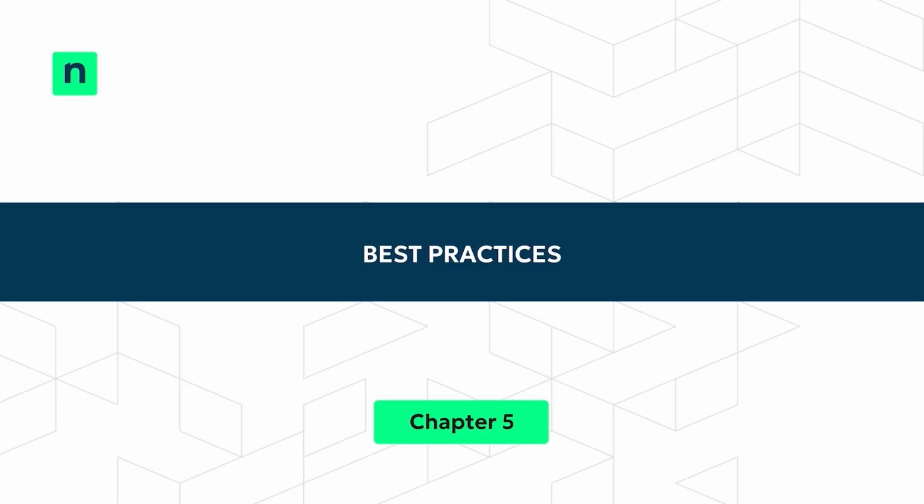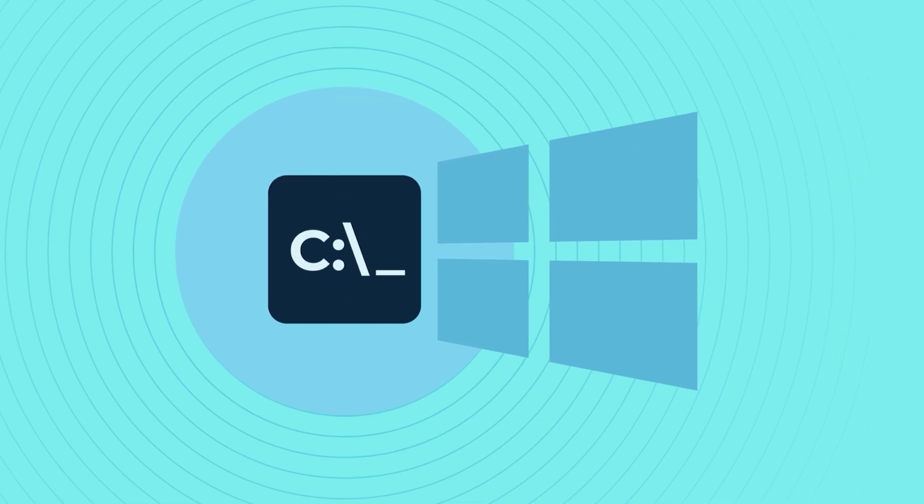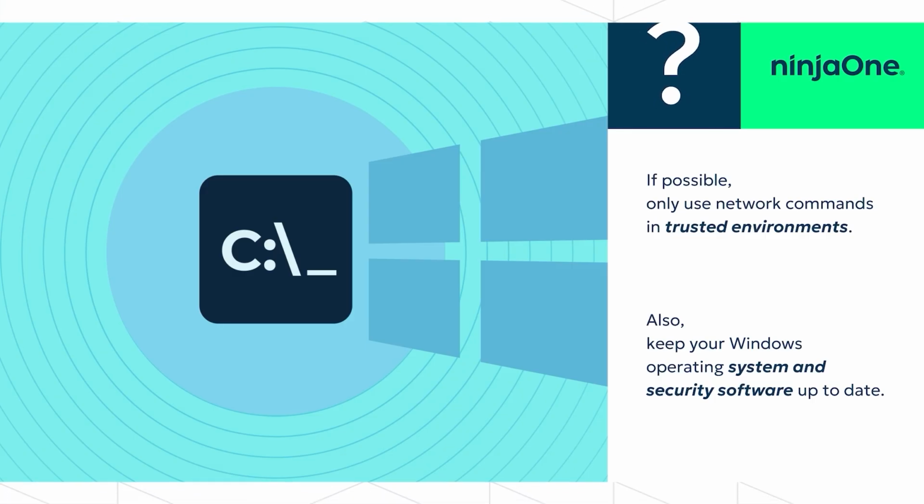Best practices. To use CMD safely, use elevated privileges only when you have to. For instance, running CMD as an administrator should only be specific to administrative tasks. If possible, only use network commands in trusted environments. Also, keep your Windows operating system and security software up to date.